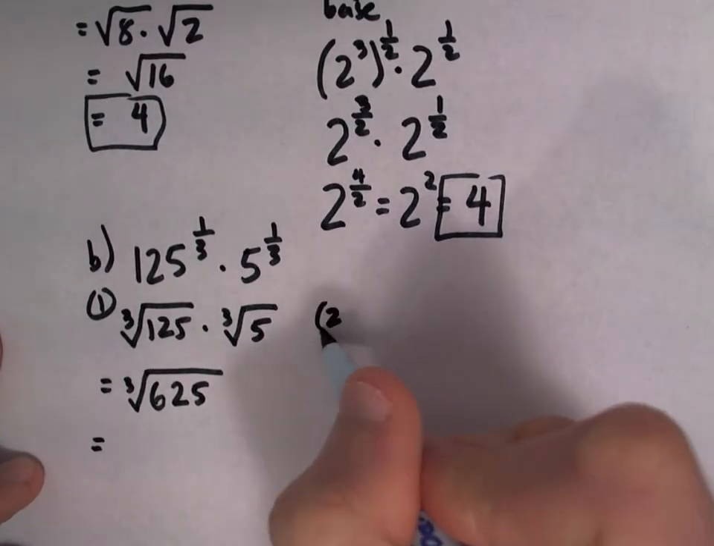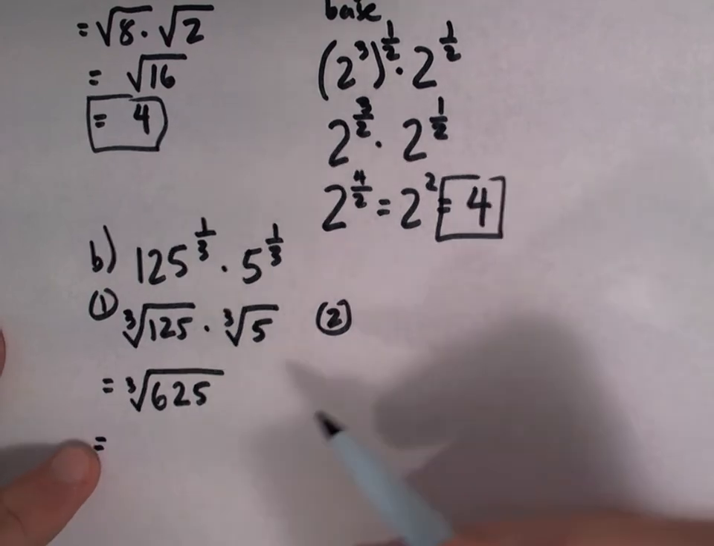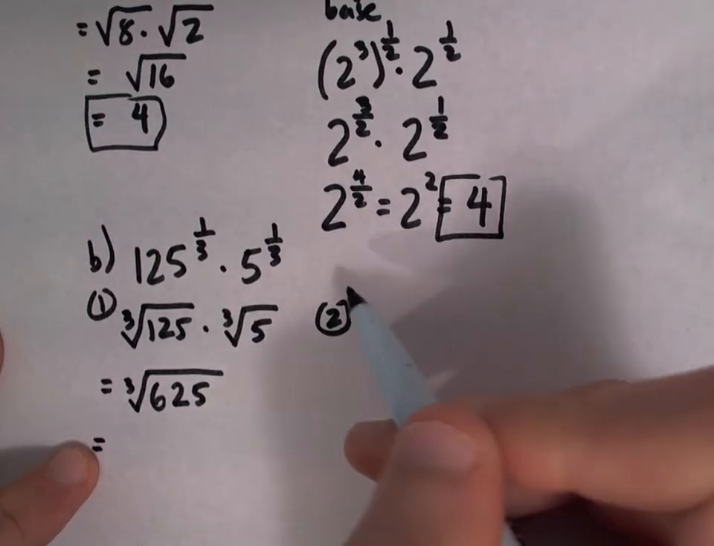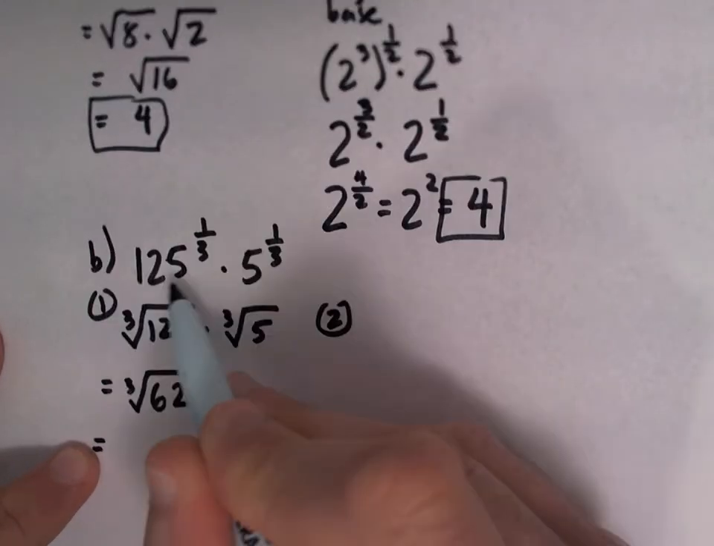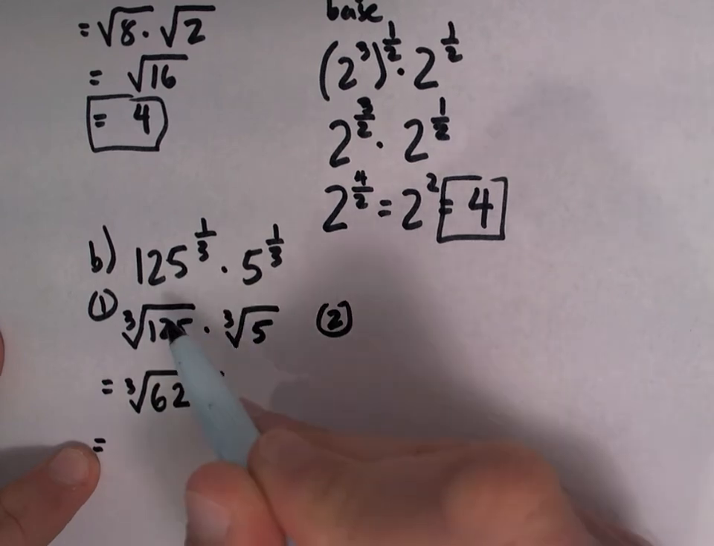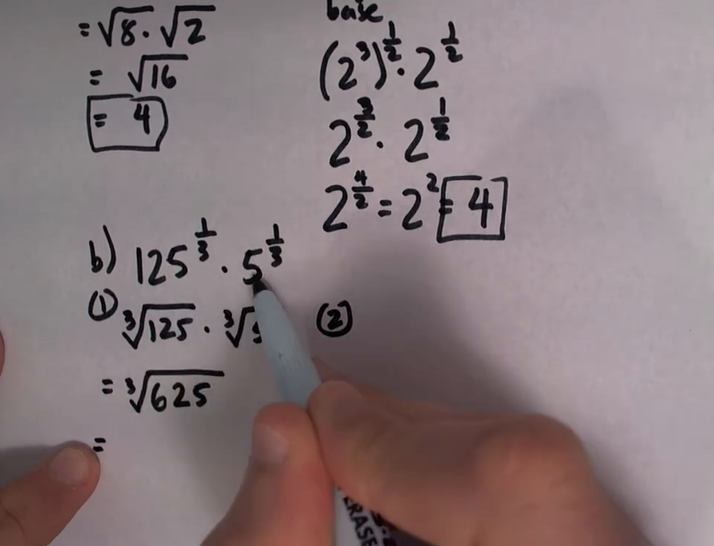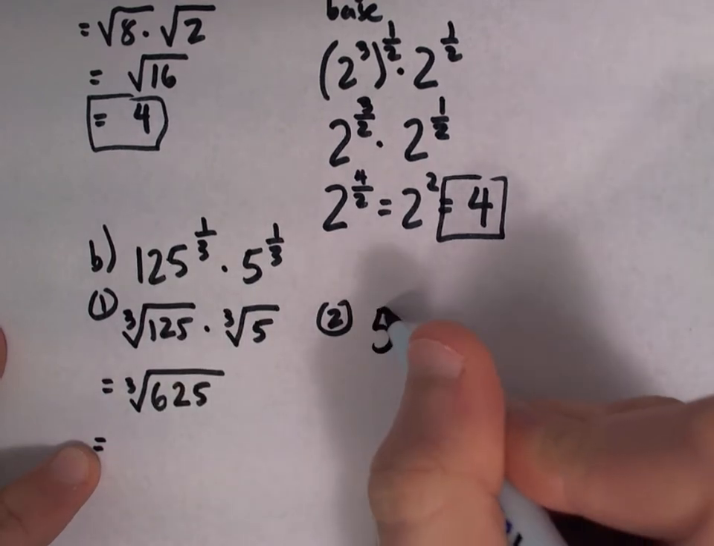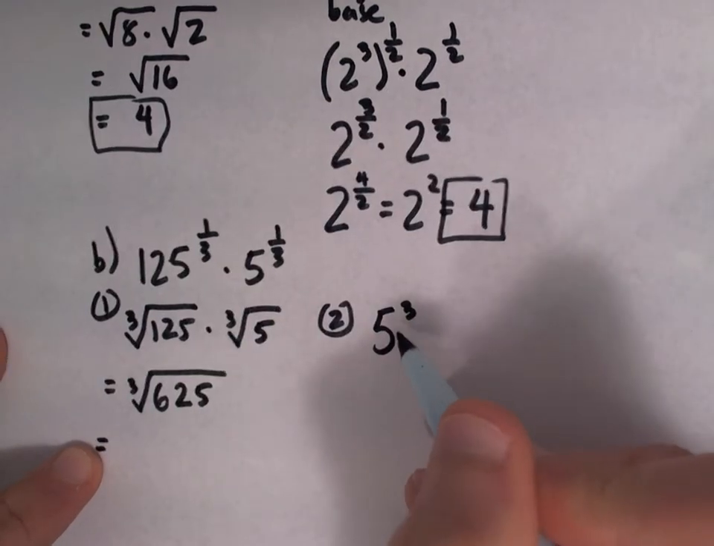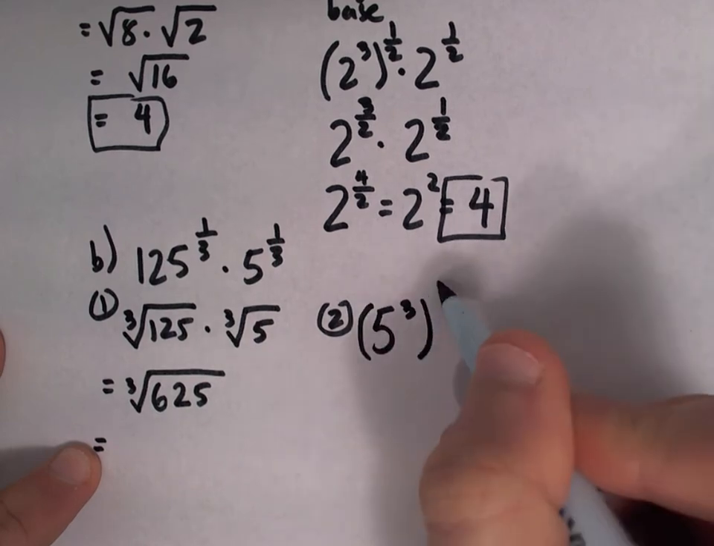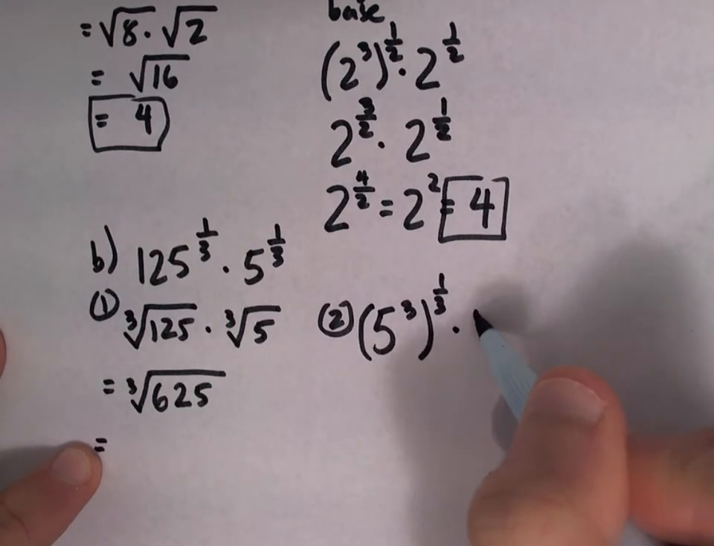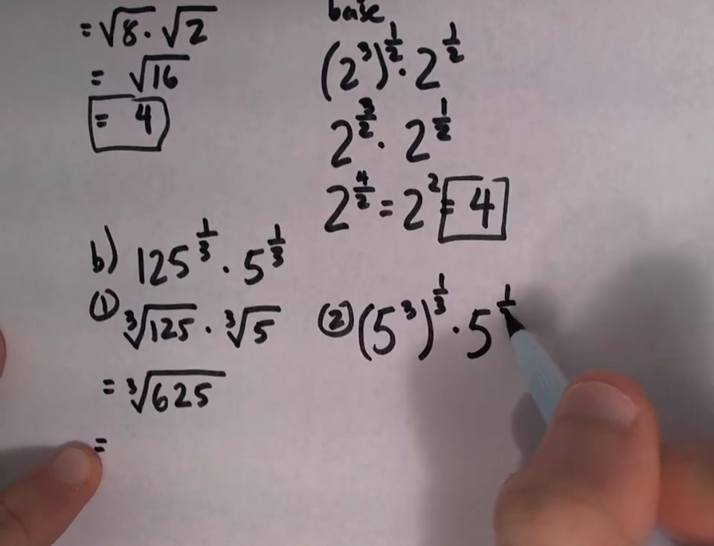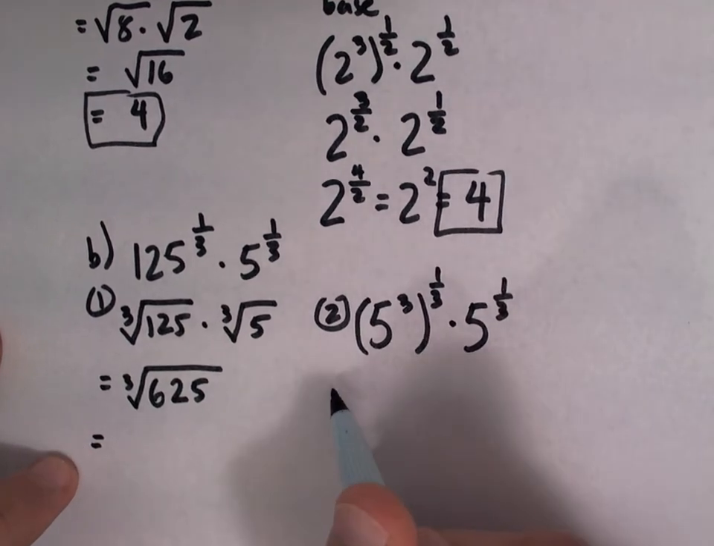Let's try method 2. Maybe we can get something out of method 2. So 125 to the 1/3. I want to rewrite these so they have the same base. So let's rewrite this to have a base of 5. Well, I know 5 to the 3rd is 125. So I'm going to rewrite this as 5 to the 3rd power. That's 5 times 5 times 5. That's 125 to the 1/3 times 5 to the 1/3. Maybe this method will be easier for us.